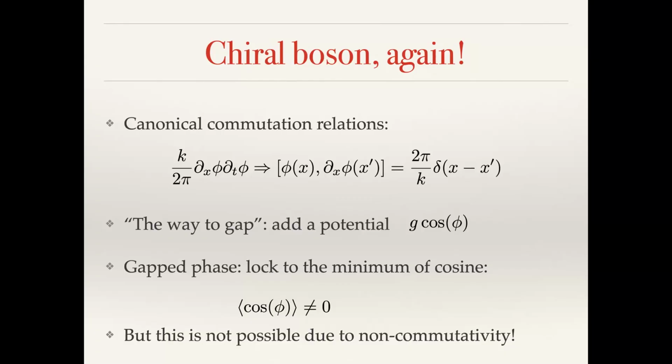And the reason for this is very clear from the action. So if we look at this action, the reason that these dx, dt terms contain this universal information is that these tell us about who is conjugate to whom, okay? And in this case, phi is conjugate to dx phi. And so that means that phi, at different locations in space, these phi fields do not commute with each other, right? And so you cannot consistently give cosine of phi a classical expectation value.